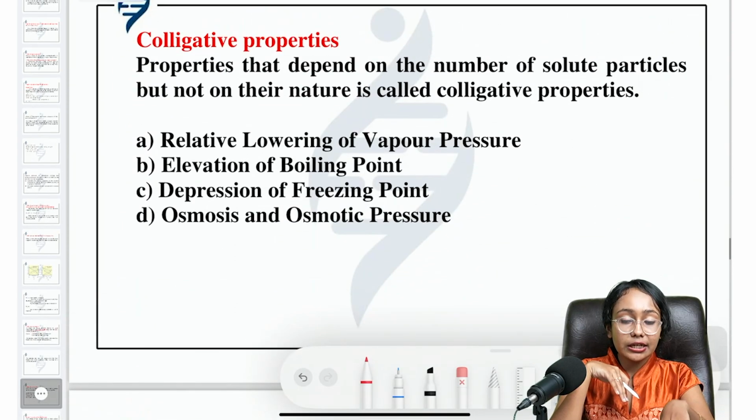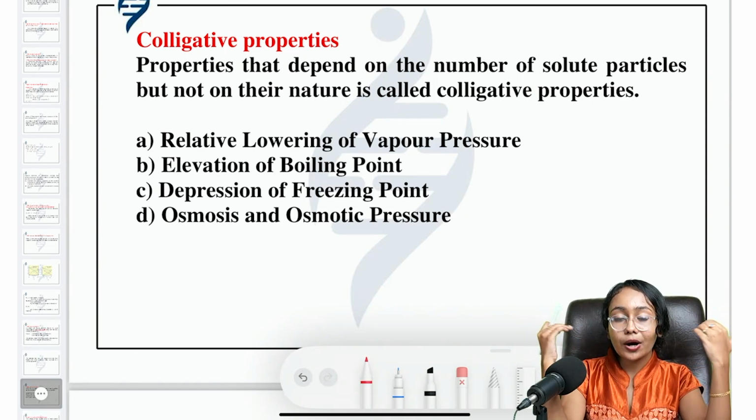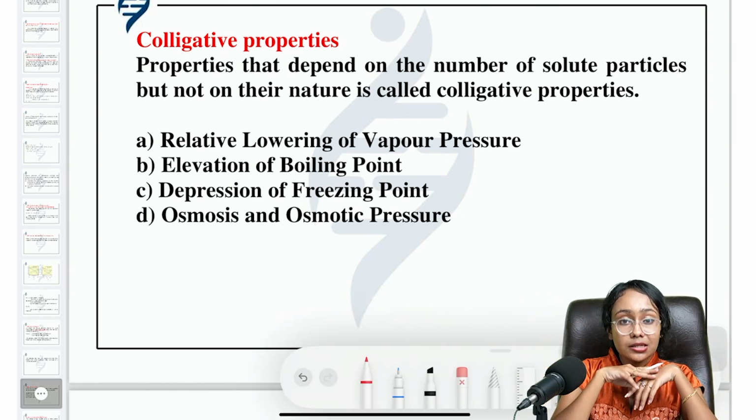Now we are coming to the last topic of this session, or not only the session, the last topic of chapter 1 of plus 2 chemistry, solutions. The last topic of plus 2 chemistry, first chapter, solutions, is colligative property. What is colligative property?